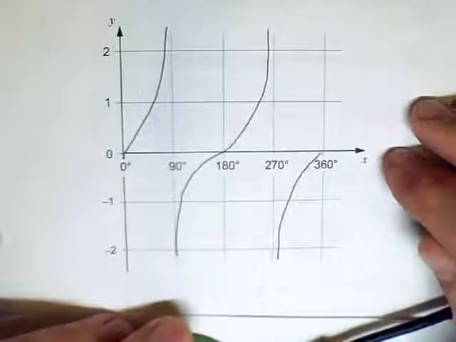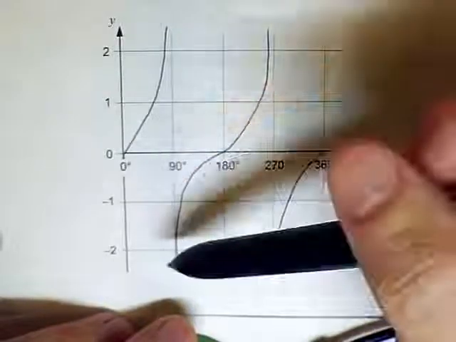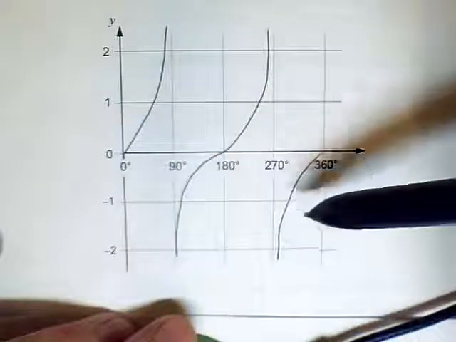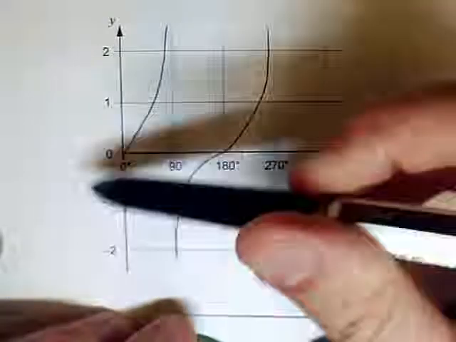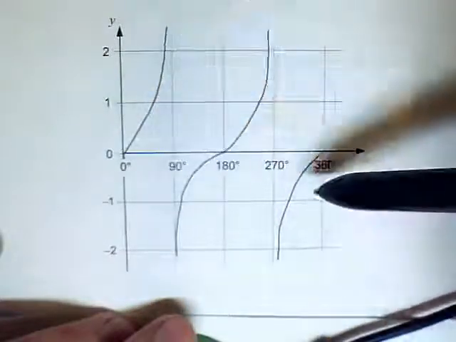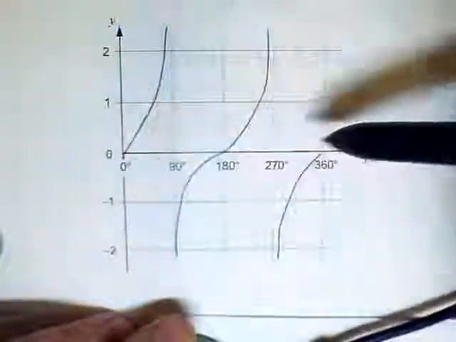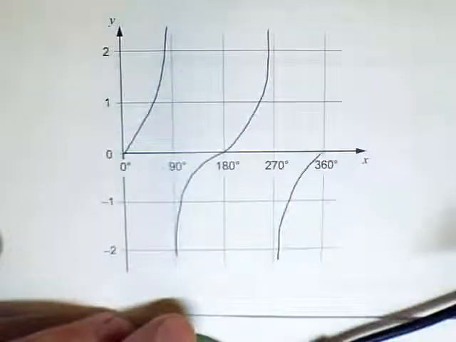So here's a bit of a neater version that I did earlier. There you go. So you can see that's the graph, the shape. It repeats itself again and again, but obviously we're only seeing part of the answer here because it's limited between 0 and 360.